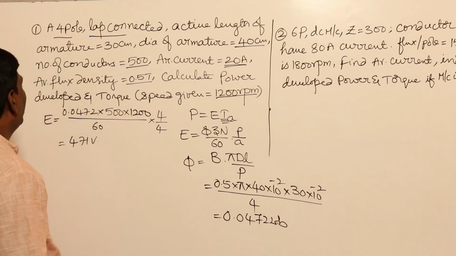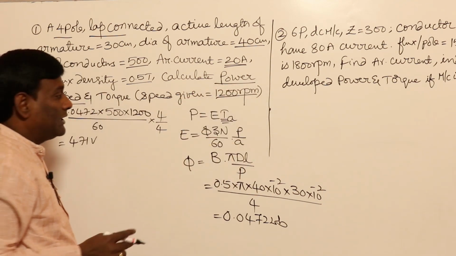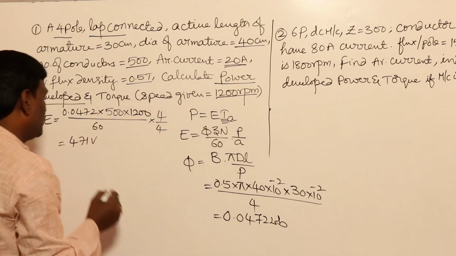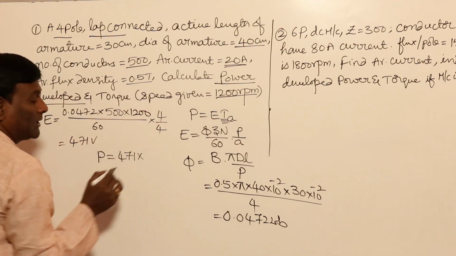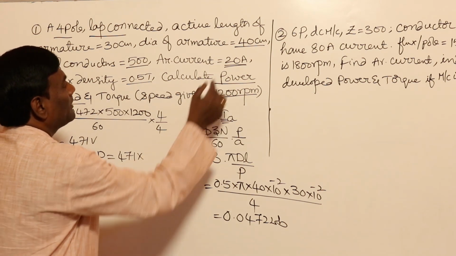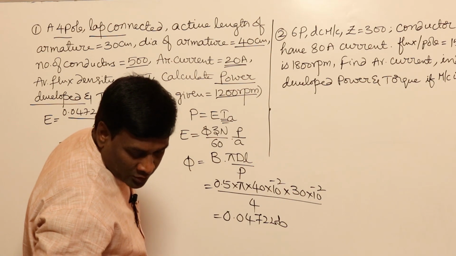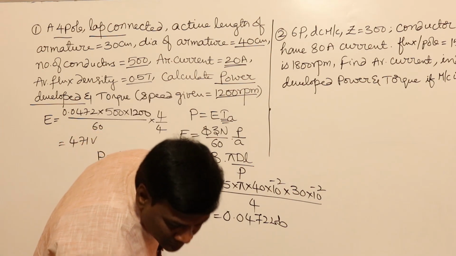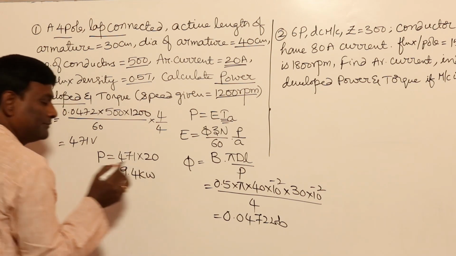Now calculate power developed and torque. How to calculate power? E into IA. So what is power here? It is going to be 471 multiplied by how much is IA? Armature current 20. So this power is going to be 9.4 kilowatt.